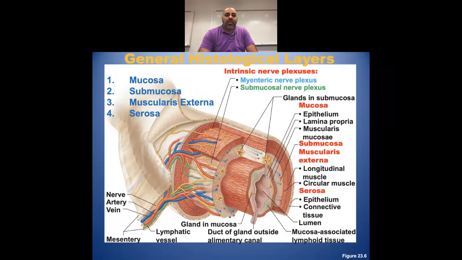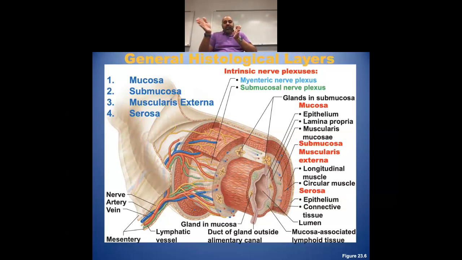All right, moving along. So these 4 layers right here, mucosa, submucosa, muscularis externa, serosa, they are standard all through the GI tract. As we go through, those 4 will pretty much always be there. The only thing that'll change is the 4th one. When you're intraperitoneal, serosa. When you're retroperitoneal, adventitia. Okay? That's the only difference there.